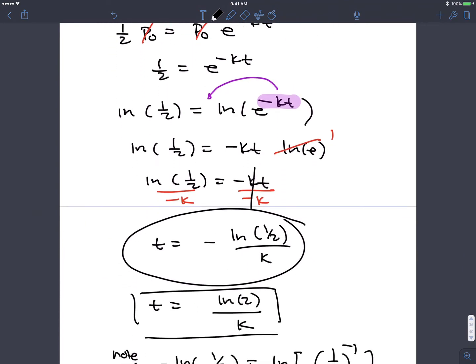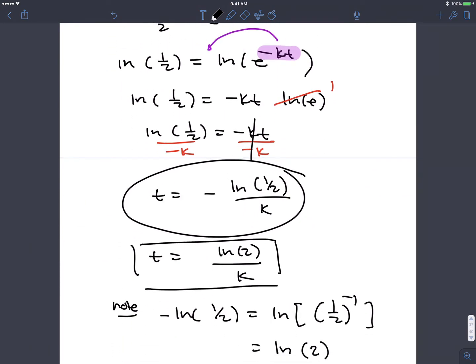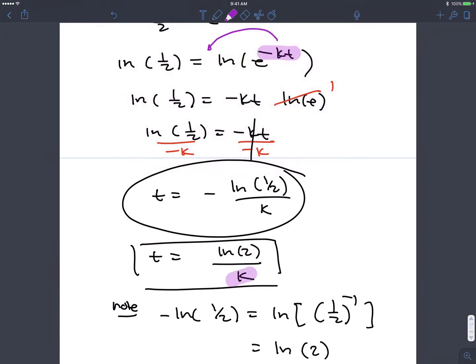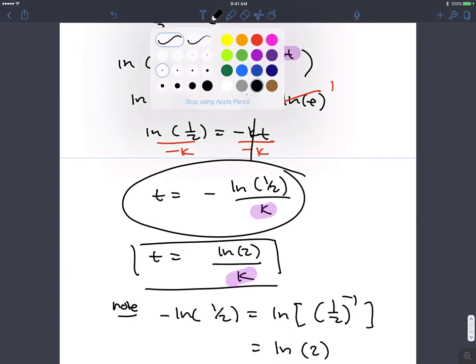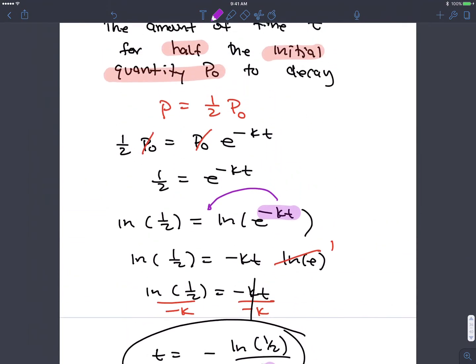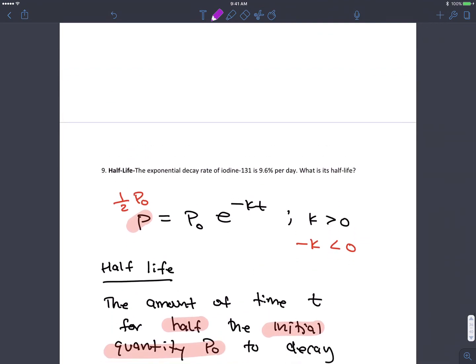So if we know k, and k is the decay rate, let's write this down. Let's change this color, I guess. Call it k. This k here, same k, is our decay rate. So if you know the decay rate, you can get the half-life very easily. Well, that's what we talked about in class.